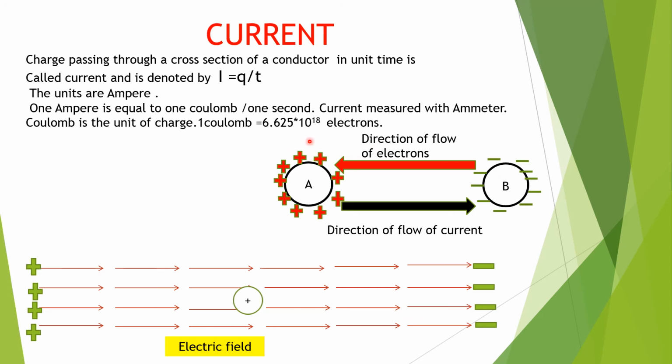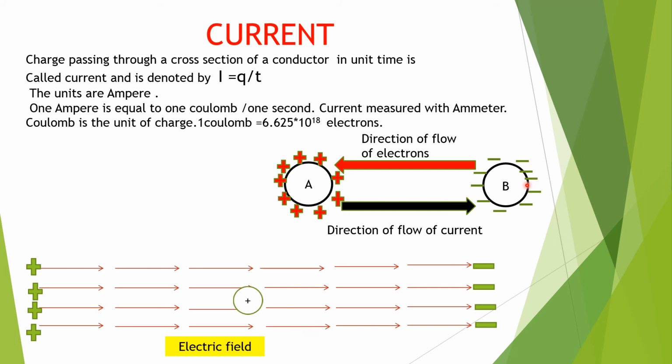What do you mean by high potential? Consider this point A. Here there are more positive charges, more positive charges in the sense there are less number of electrons. Here at point B, more electrons are there. So the point where more positive charges or less number of electrons are there is considered as high potential point. Next, the point where more number of electrons or less positive charge lies is considered as low potential point.